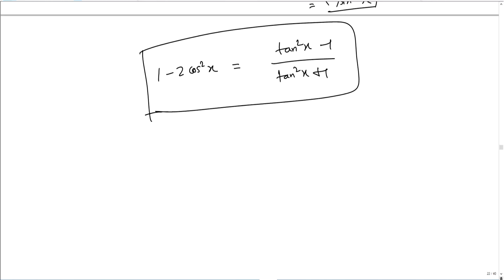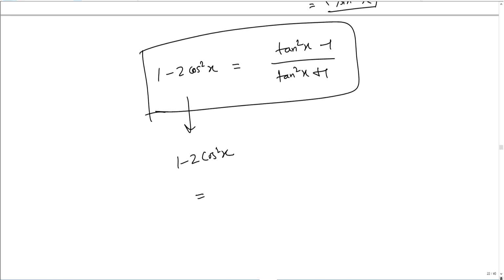You will try to prove this identity. You can pause the video and try it yourself, or you can walk with me. So, this is the left hand side, 1 minus 2 cos square x. We need to take it in the form of tan square x. So, how do we get it in the form of tan square x?